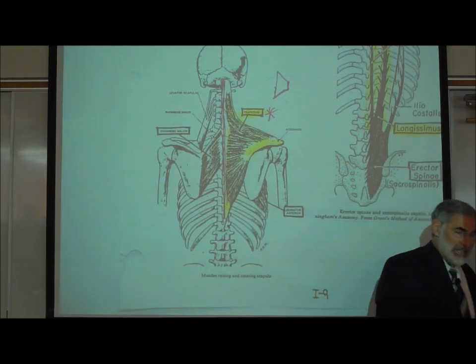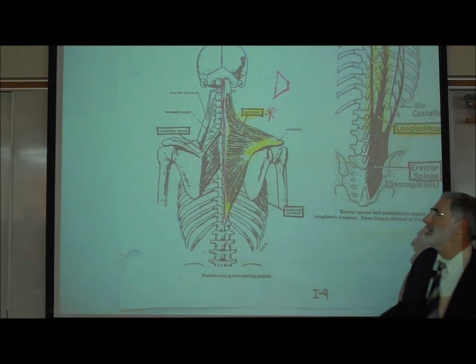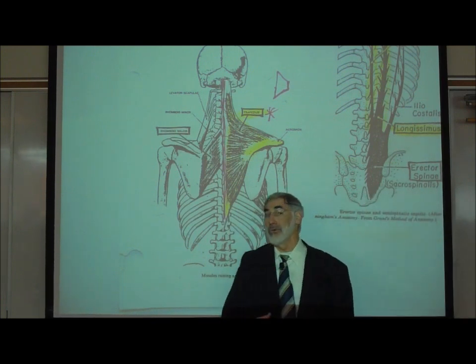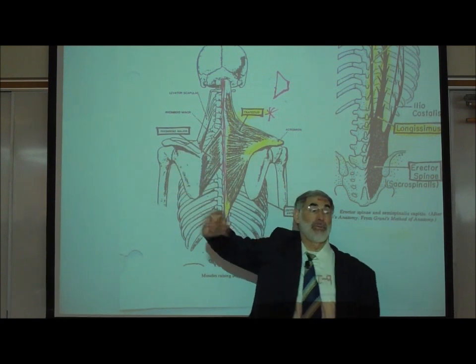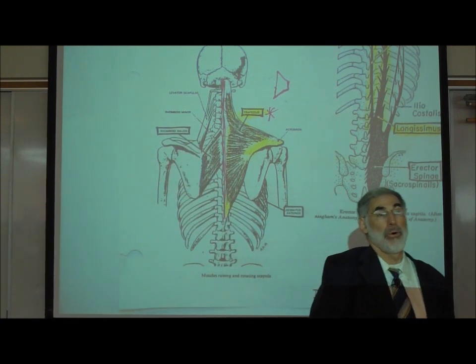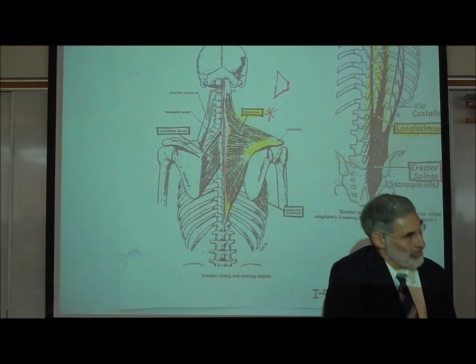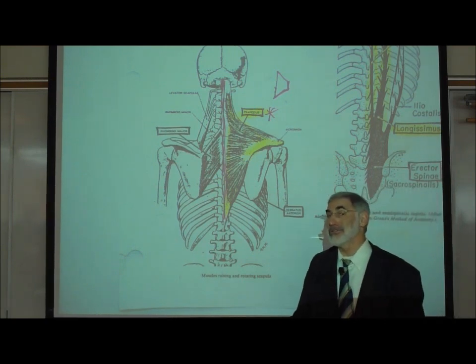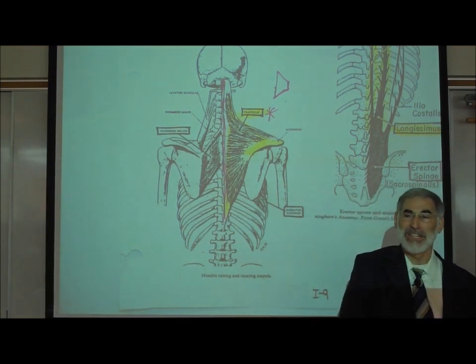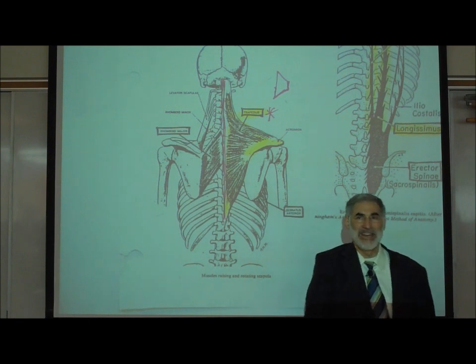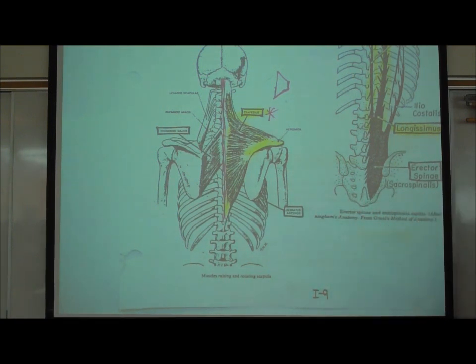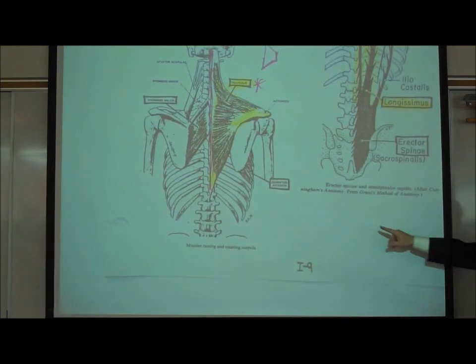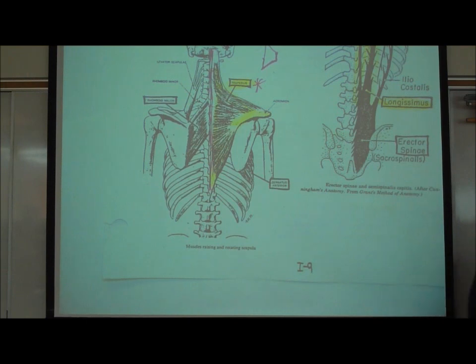Incidentally, if you look in the lab manual, you will see that this is more complicated than what I've said. There's actually a rhomboid major, a rhomboid minor, a rhomboid capitis, a rhomboid cervicis. So remember, there are over 650 skeletal muscles in the body. I have not given you a list of 650, so there's a lot I'm leaving out. All right, that's the rhomboideus, and then the serratus anterior is shown right here.